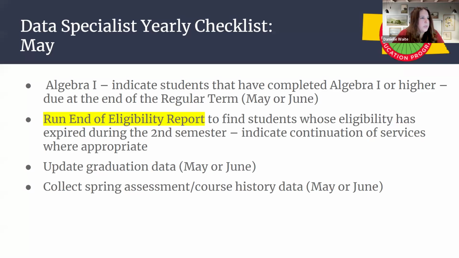Also, to find students whose eligibility has expired during the second semester, and then indicate continuation of services where appropriate. And then graduation data and spring assessment and course history data, that could be May or June. So I have those in either place.